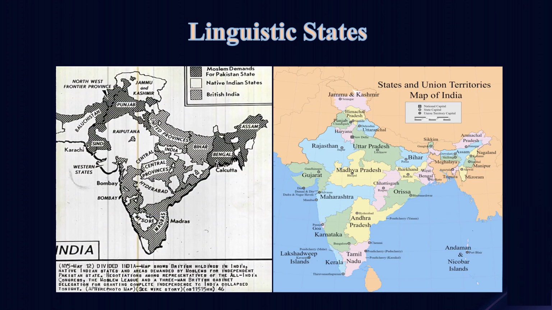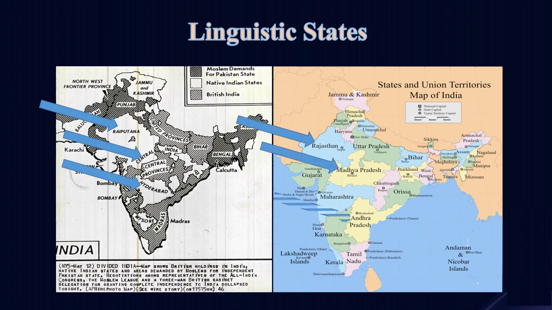The creation of linguistic states was the first and major test for our leaders in a country. If you observe the maps of 1947 and that of 2006 in your textbook, page number 18 and 19 of this chapter, you will find that after independence, many old states like Rajputana, Central India, Hyderabad have vanished. And new states like Rajasthan, Madhya Pradesh and Andhra Pradesh have been created. You can see areas, boundaries and names of the states have been changed.